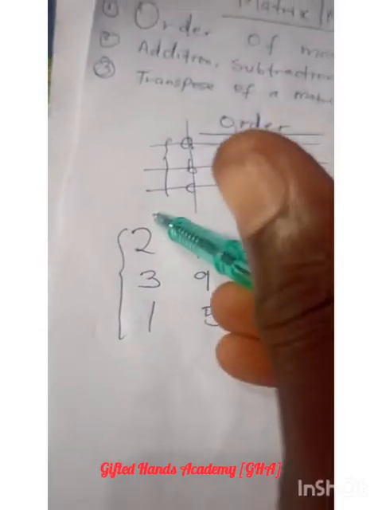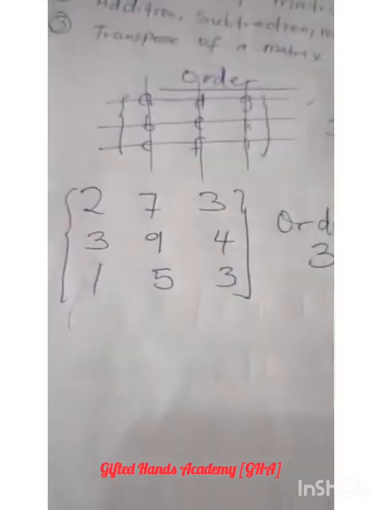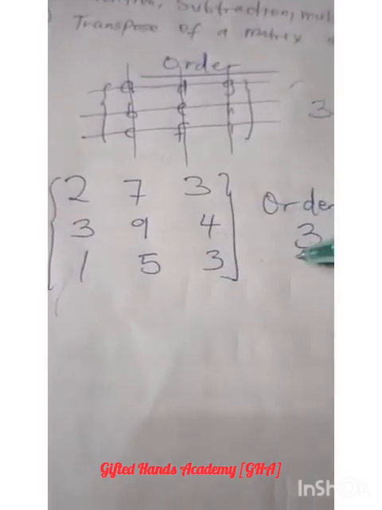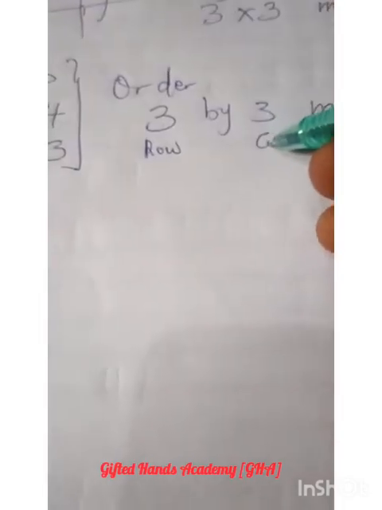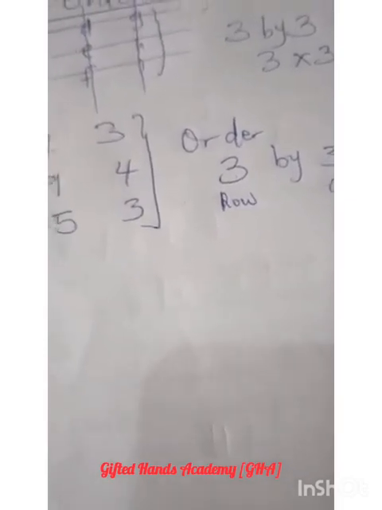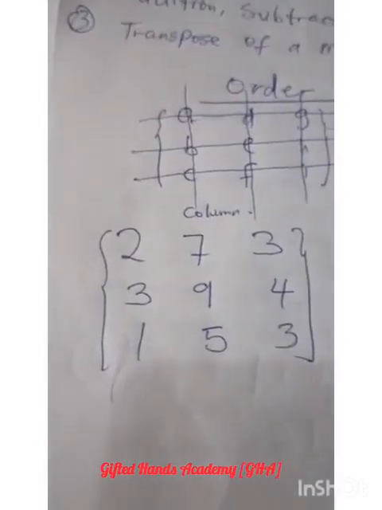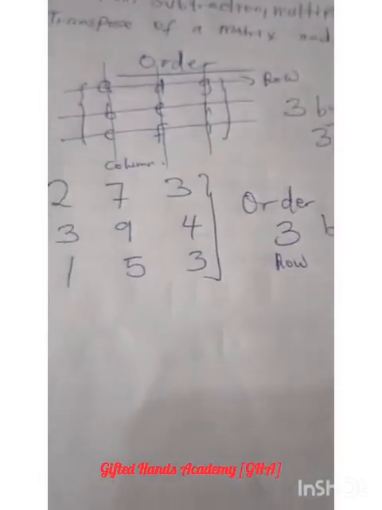Then the columns 1, 2, 3. So this first 3 is for the row, then the second 3 is for the column. Do we get that? So this is row, then this is column. Do we get that? So let's call this number 1. Then let's call this number 2.